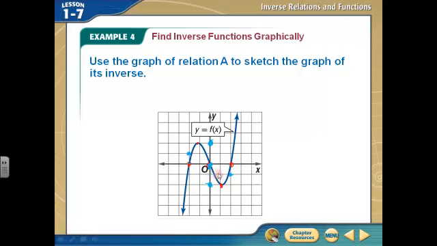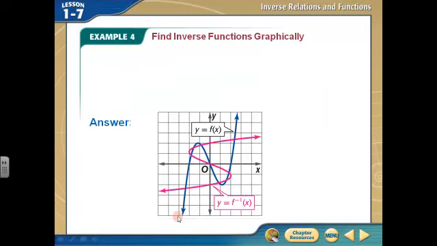So now when I connect these points, you're not going to connect them up and down anymore. You're going to connect them like that. And there's your answer. All you're doing is switching the points.